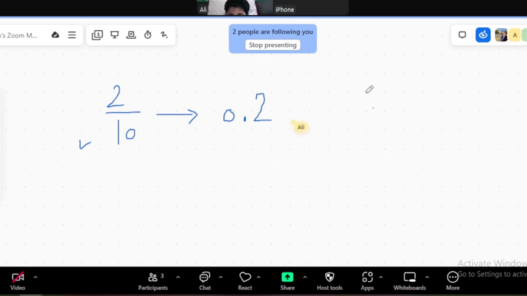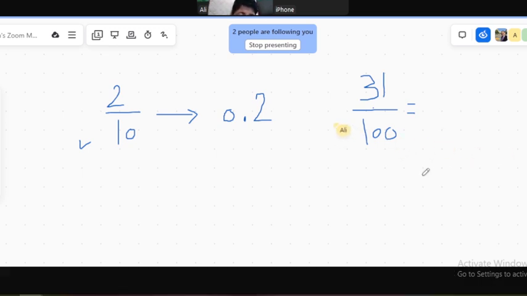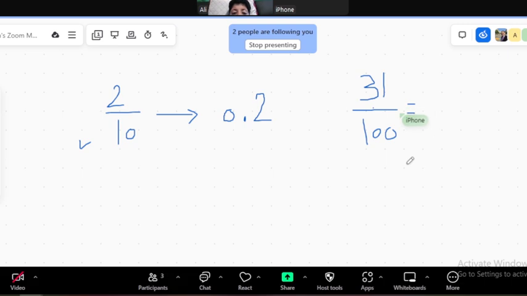Okay. If we have 31 hundredths, how can we write it as a decimal? Okay, Ali, go. So first you have to write the whole. But before we write it, we should have what? We have to count the zeros. We should have 10 or 100 or 1,000 in the denominator. This is the important rule. Okay, then go on.